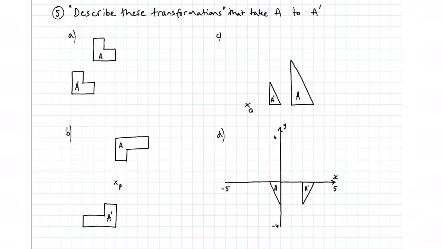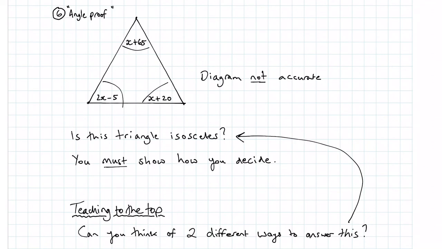If we move on, let's have a look at question 6. It's an angle proof question. You've been asked whether or not this triangle is an isosceles triangle. Now, if it is an isosceles triangle, you should know that there's a special property of an isosceles triangle, something to do with the angles at the bottom here. So the question is simple. Is it an isosceles triangle, yes or no?